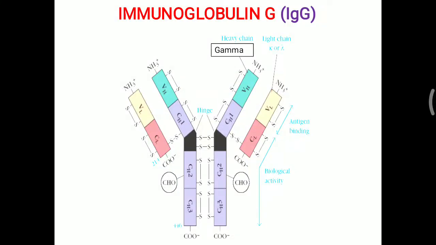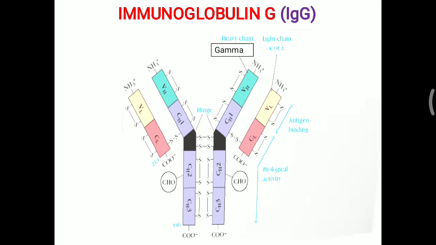Today we will discuss immunoglobulin G. It is the most important antibody in our body. So, in detail, about this immunoglobulin G, first the structure.